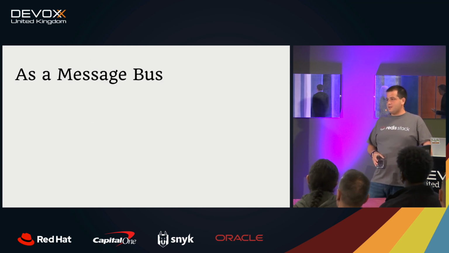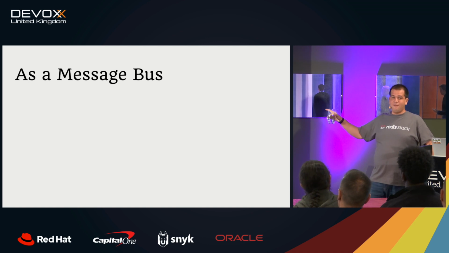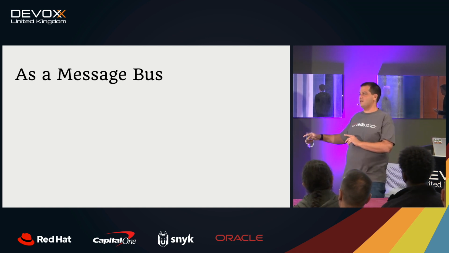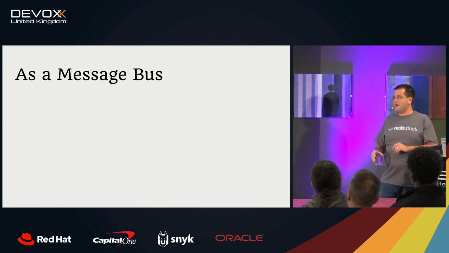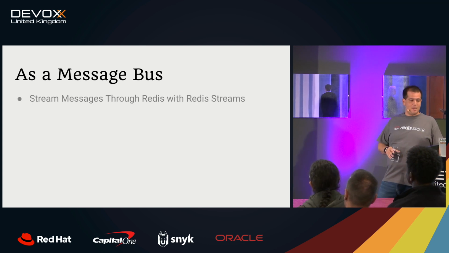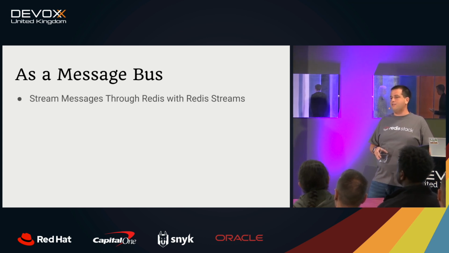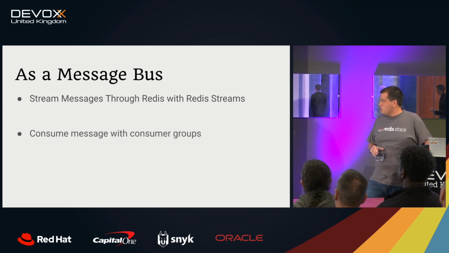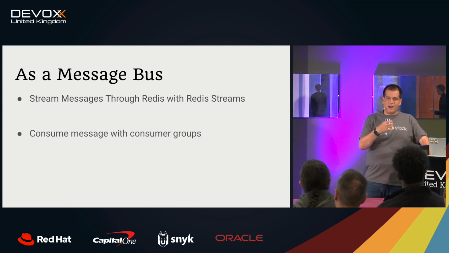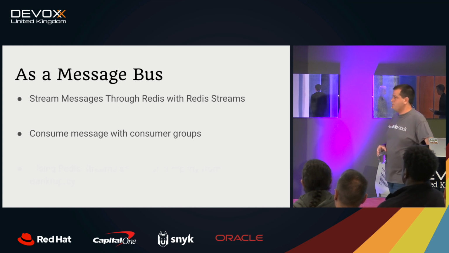As a message bus, you can use Redis as a message bus. Redis Streams, which is a new data structure from Redis 5, basically allows you to send messages through Redis to your other microservices. You can consume messages either directly out of the stream or as a part of a consumer group.